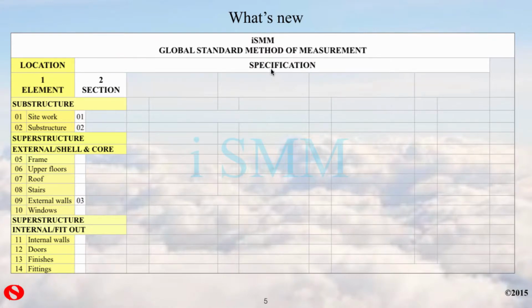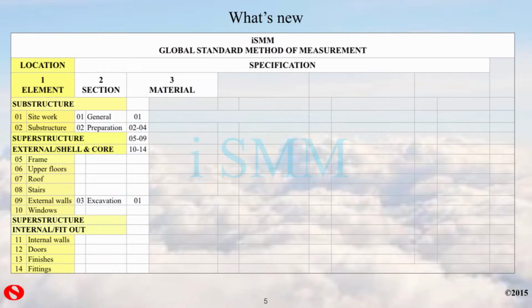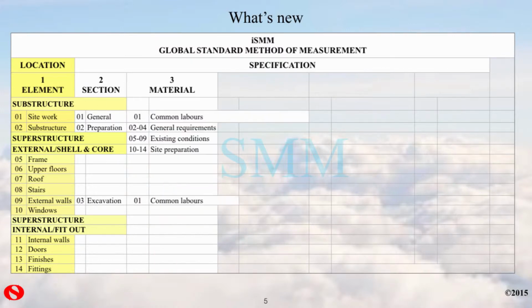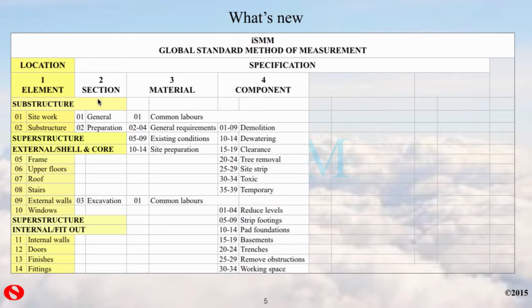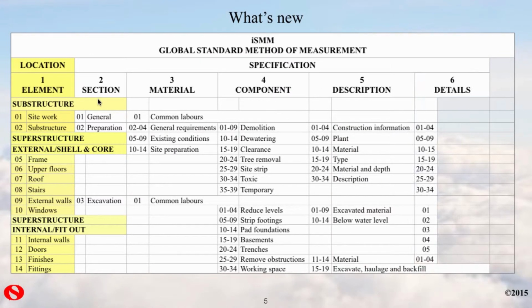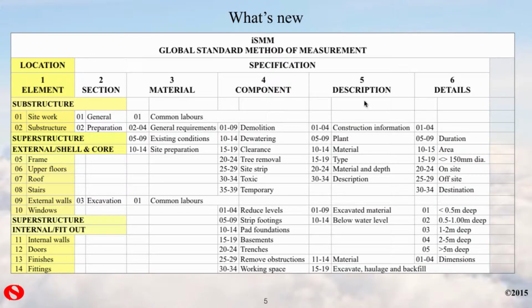The remainder of the method of measurement is taken up with the specification. The first section is, as you'd expect, all the usual trades. The third one is the materials. The fourth one is what component it is, and a detailed description in section 5, and more details, particularly concerning measurements about dimensions and diameters and depths and things like that.